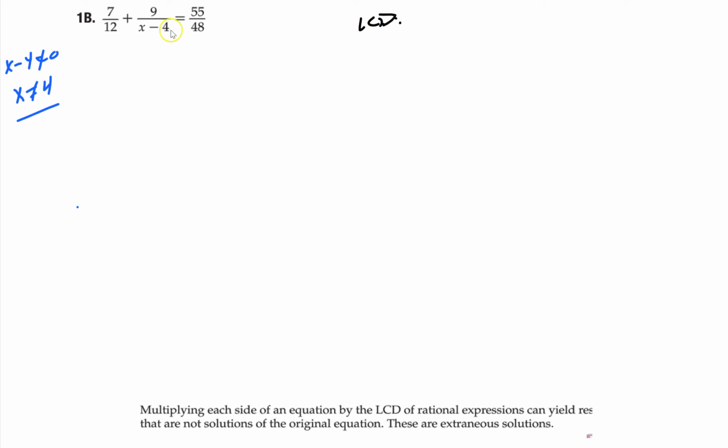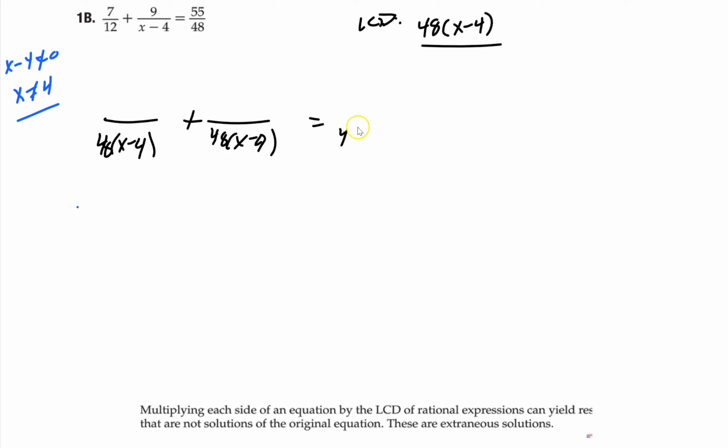Again, the easy way to think about it: if you're going to add them, what's the common base? Well, I need x minus 4, that's for sure. And I've got to find the LCD of 12 and 48. What do they both go into? 48. Right? 12 times 4 is 48. So that's my LCD. Now let's rewrite this with the common LCD. This is 48 times x minus 4, plus 48 times x minus 4, equals 48 times x minus 4.